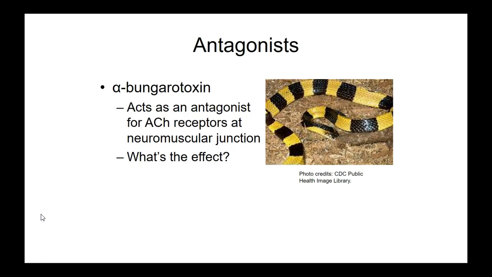All right. So another toxin here. Alpha bungarotoxin acts as an antagonist for acetylcholine receptors at the neuromuscular junction, right? So remember, antagonists of the acetylcholine receptor at the neuromuscular junction. What's the effect of this on skeletal muscle tissue? So it's an antagonist. Flaccid paralysis, right? So we're blocking the ability to get contraction, right?